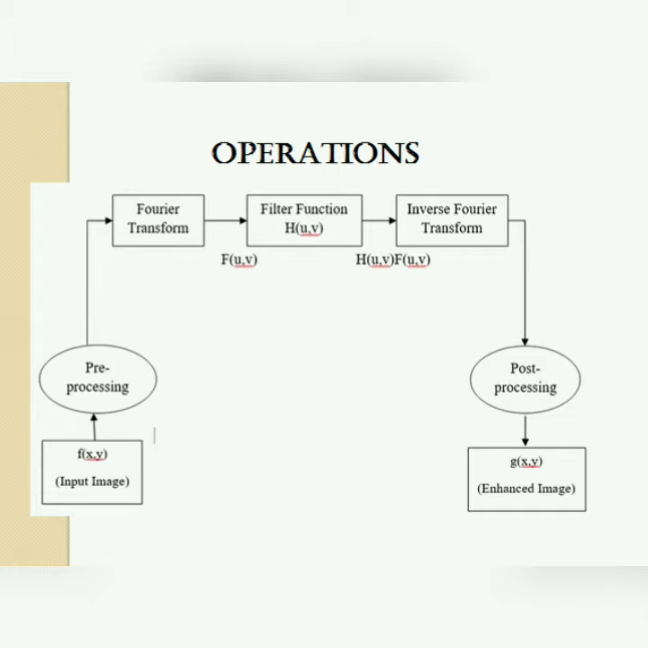The operation of frequency domain filtering starts from f of x comma y representing the input image. Before getting to the filtering operation in the frequency domain, we may need some kind of pre-processing. After pre-processing, we take the Fourier transform of f of x comma y. After the Fourier transform, we can represent the image as F of u comma v.